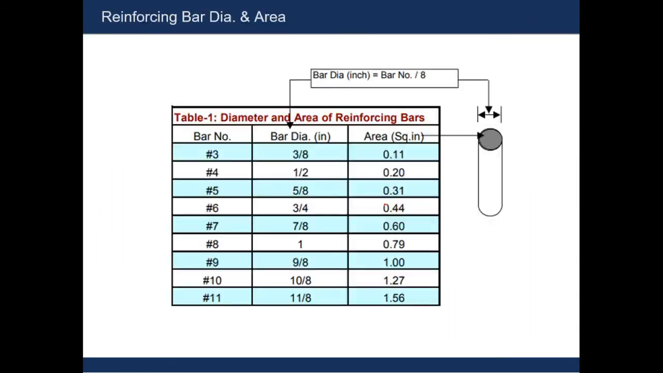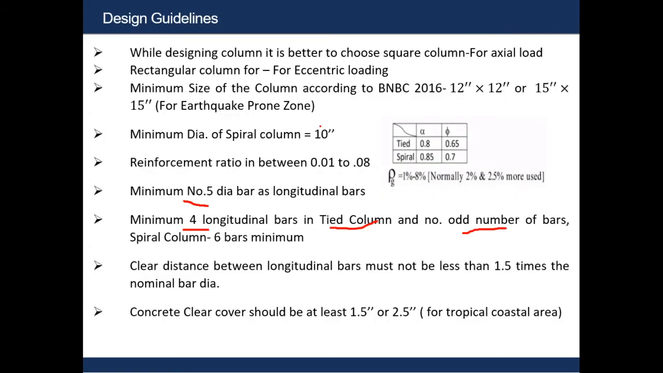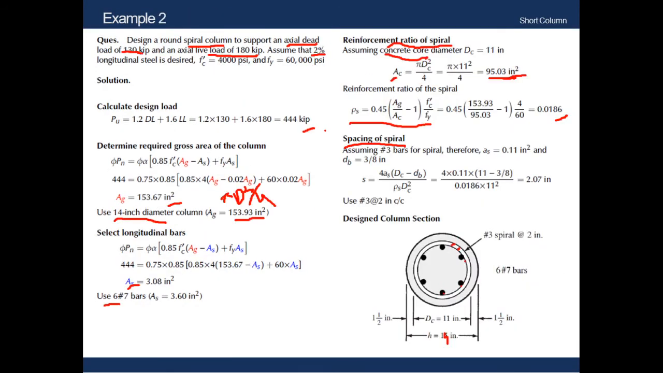Spacing of the spiral bars means the vertical distance between two spirals. So we need to calculate this spacing. In order to calculate it, we have already calculated the ratio of spiral. We already know that for spirals or lateral bars or tie bars, most of the time we use number 3 bars. The area of a number 3 bar is 0.11 inches squared, and the diameter of a number 3 bar is 3 by 8 inch.